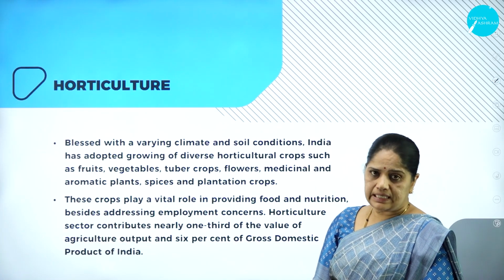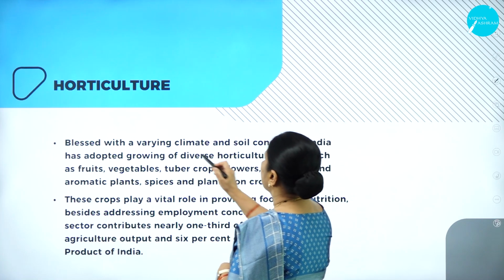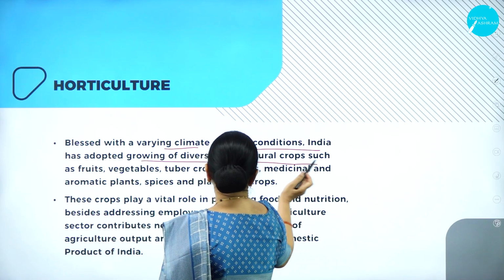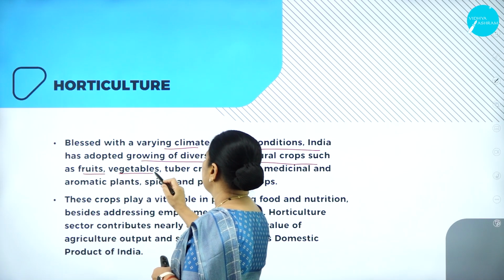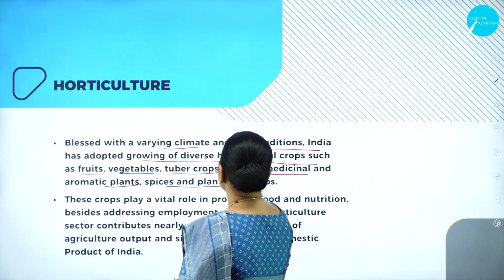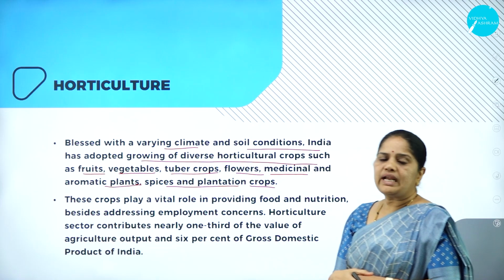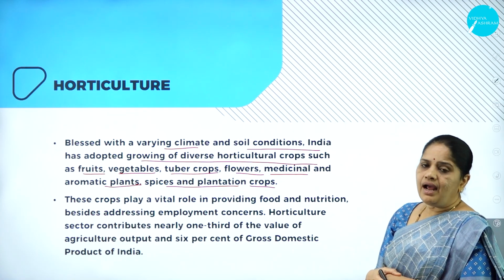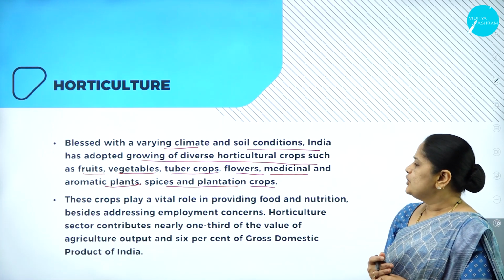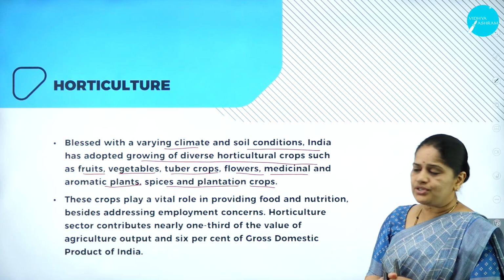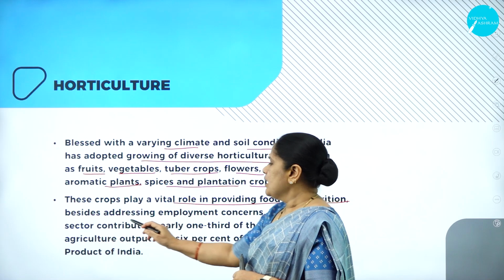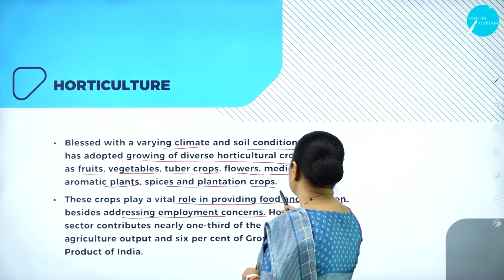Next is horticulture. Blessed with varying climate and soil conditions, India has adopted the growing of diverse horticultural crops such as fruits, vegetables, tuber crops, flowers, medicinal and aromatic plants, spices, and plantation crops. India has a tropical climate, and it is blessed with a variety of fruits, flowers, tubers and medicinal plants. These crops play a vital role in providing food and nutrition besides addressing employment concerns.